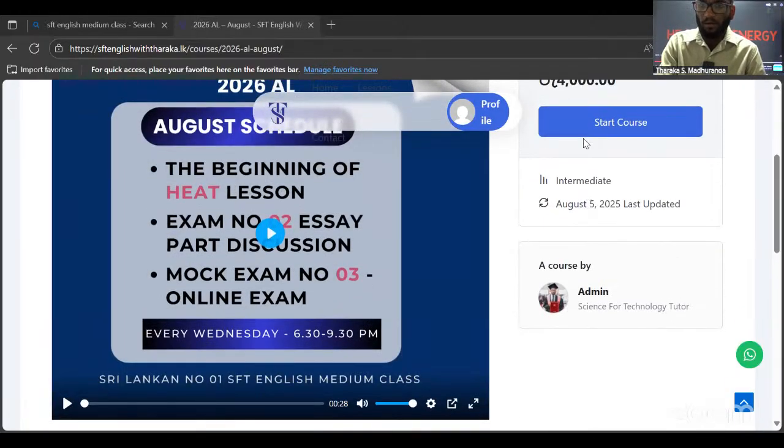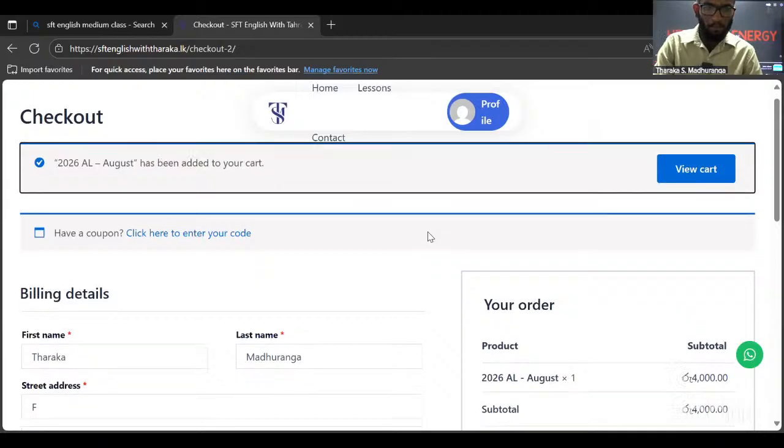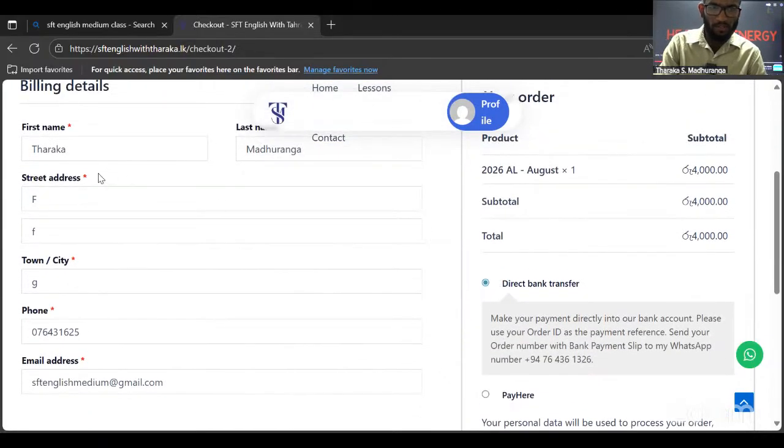You can start the course. Click start course, and if you pay your class fees, only class fees, there are no additional fees here. If you paid by card, there are no additional fees.